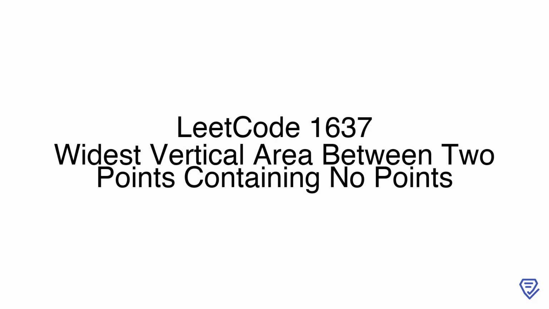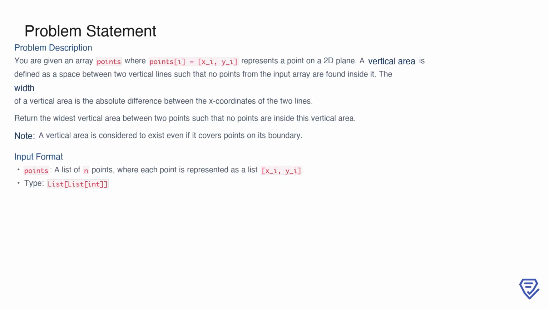Today, we're exploring an interesting problem titled Widest Vertical Area Between Two Points Containing No Points. We'll dive into the problem statement, discuss some potential approaches, and analyze the solution in detail. Let's get started. In this problem, we are given an array called points, where each element represents a point on a 2D plane in the form x_i, y_i.